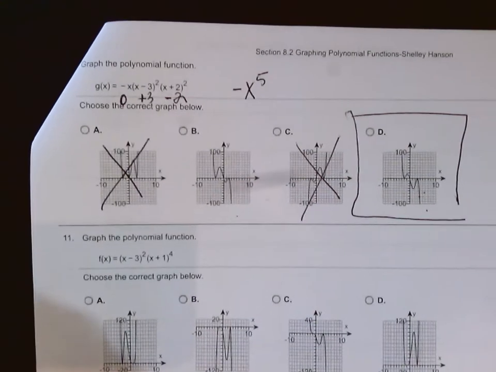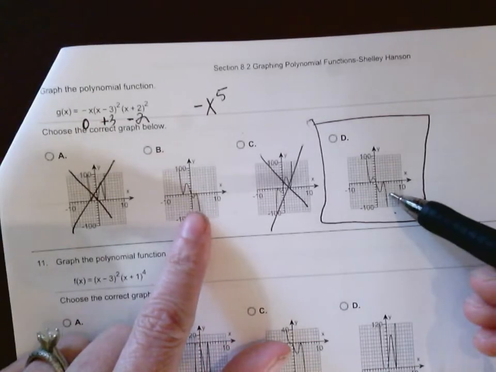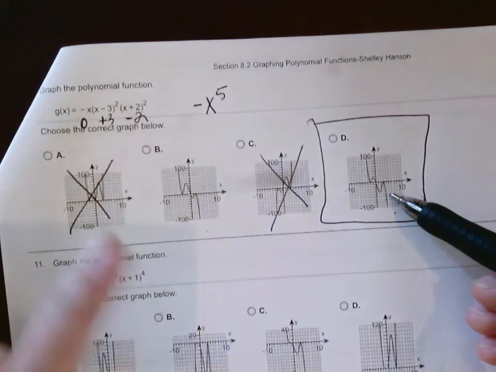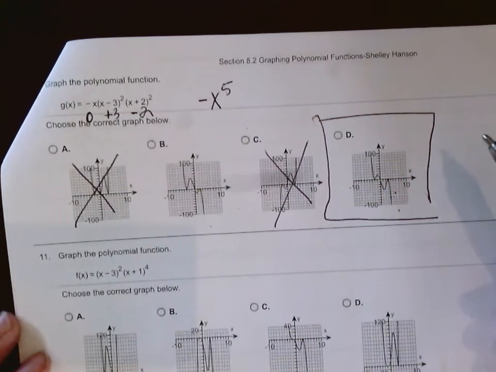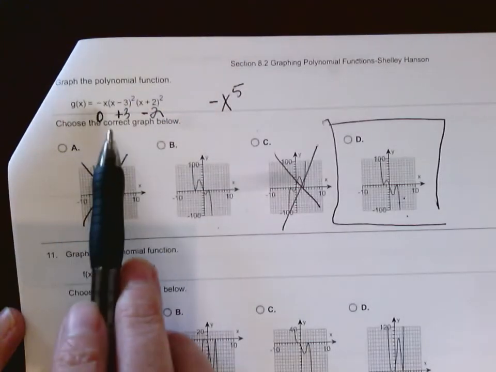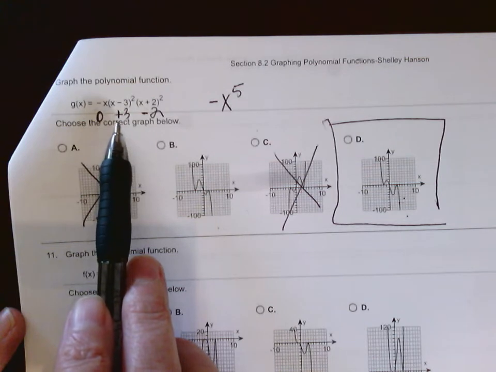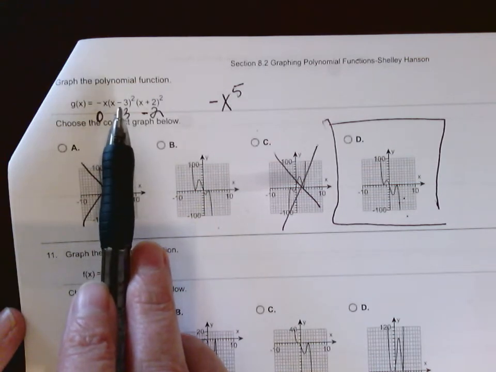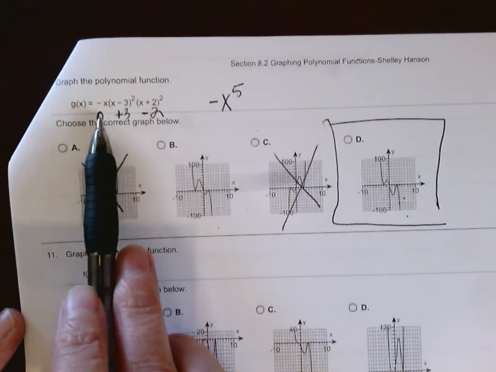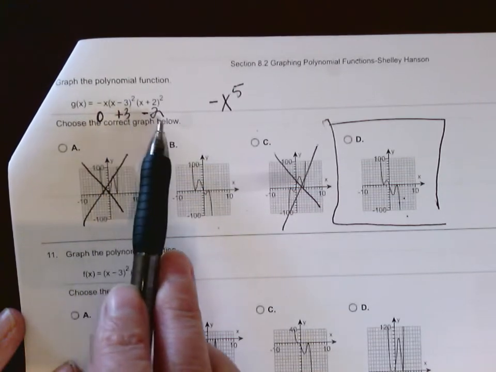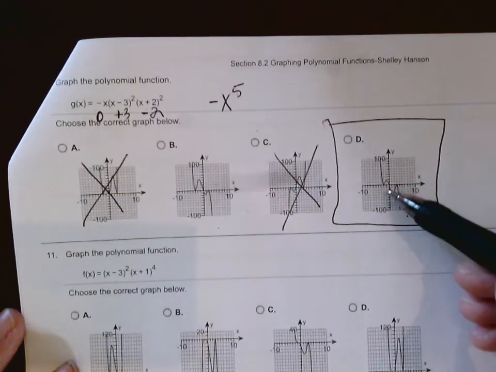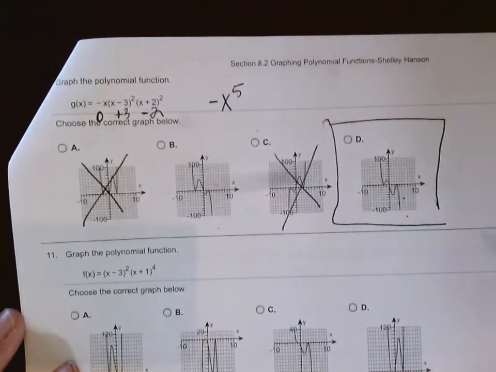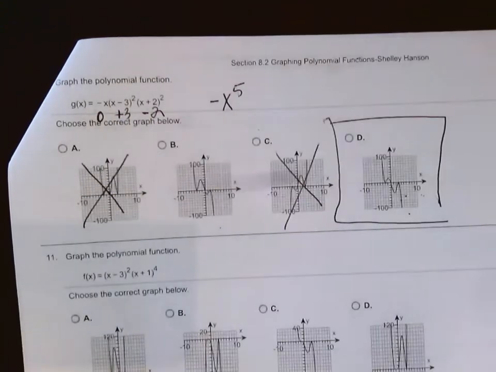So again, just knowing the end behavior narrows me down to these two options. Then you would need to go back to the knowledge that we learned in the last section about the zeros and what they told me. They tell me where the graph crosses or touches the x-axis, which would be at 0, 3, and -2. So 0, 3, and -2. So that's what gave me the D answer.